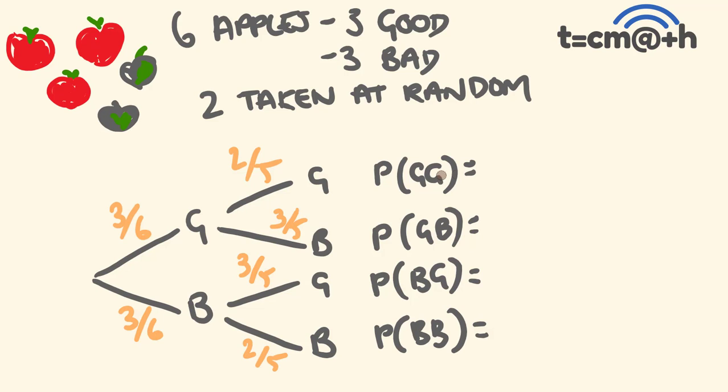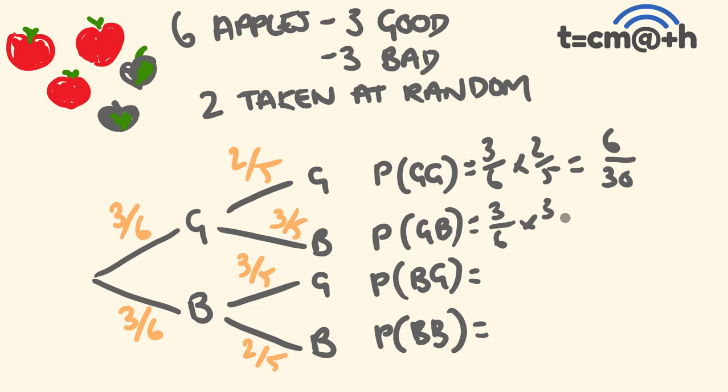Okay, what are our different probabilities here? The probability of getting 2 good apples is 3 out of 6 times 2 out of 5. We're just following up that pathway there. 3 2s are 6. 6 5s are 30. What's the probability of getting a good and a bad? You might go, okay, that's 3 out of 6 times 3 out of 5, which is going to be 3 3s and 9 out of 30.